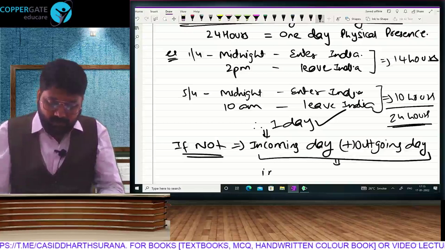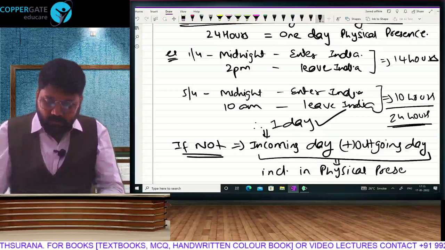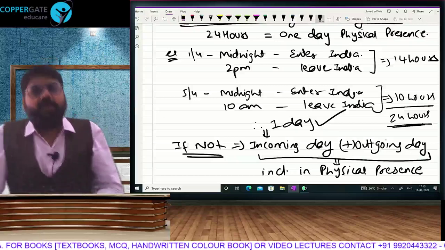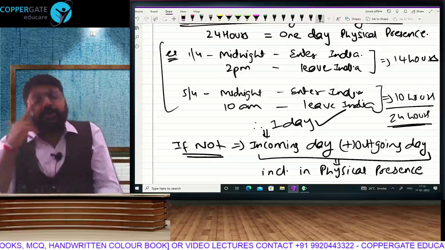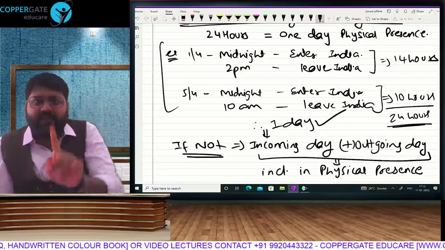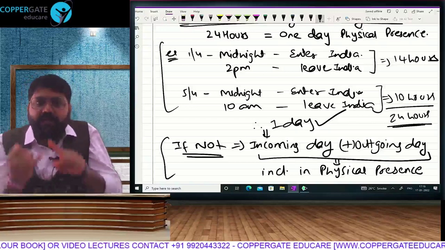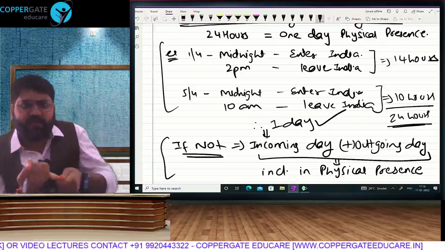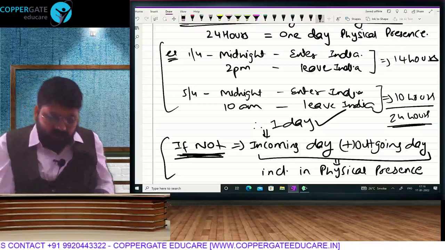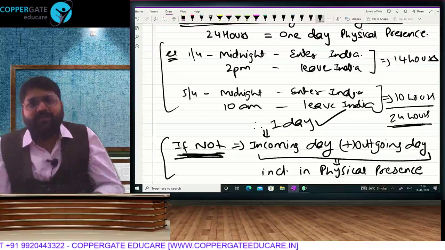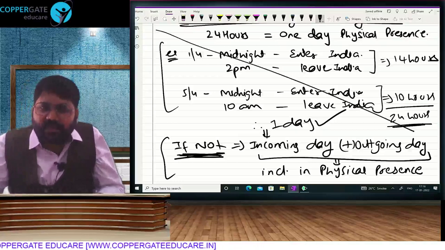Both will be included in your physical presence. Incoming and outgoing, both days will be counted. Let's take this example only. As per timing data, can I say it came to 24 hours, that means one day in India? But as per this rule, do you understand 1st April is your entry day as well as outgoing day? That will be counted in India. 5th April will also be counted, and that means going by this rule, it will be counted as 2 days in India. And if you don't want all this, see, this is something that you can actually cancel.